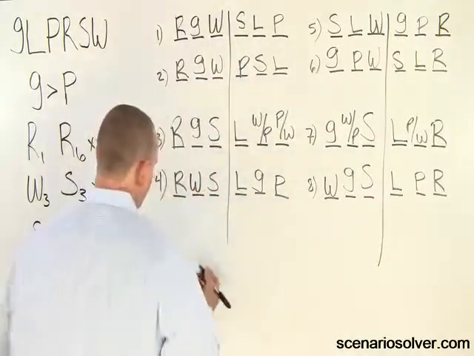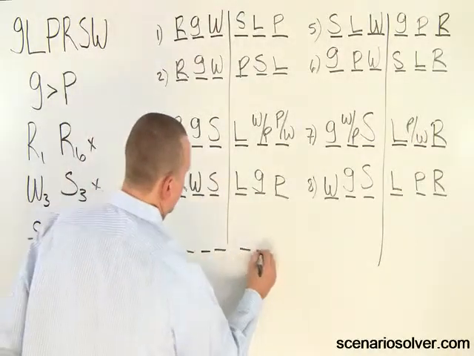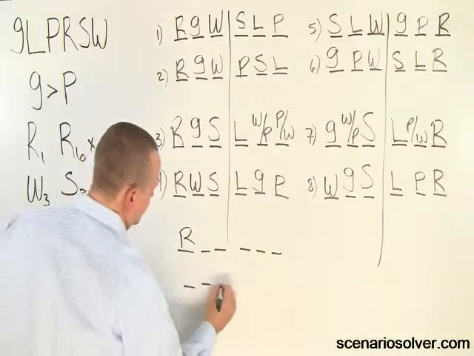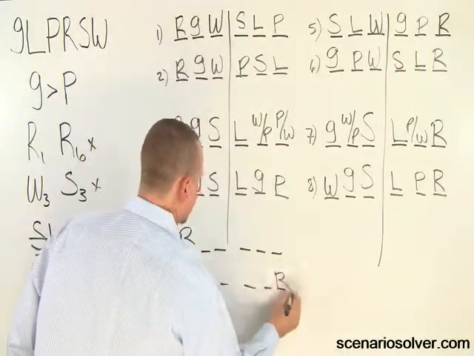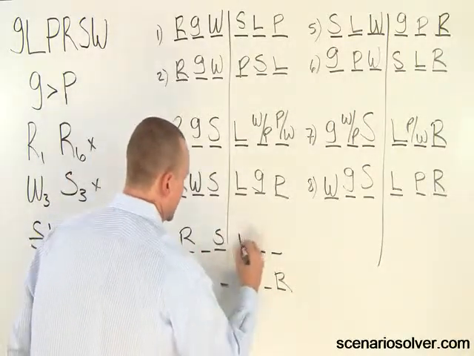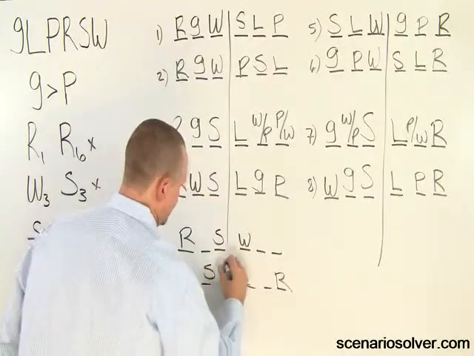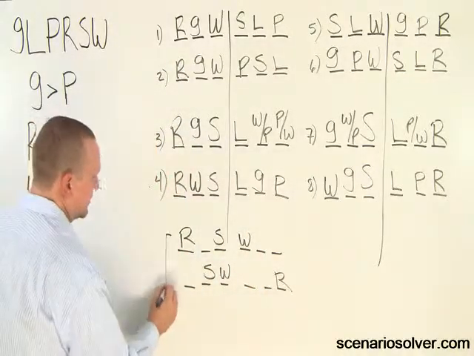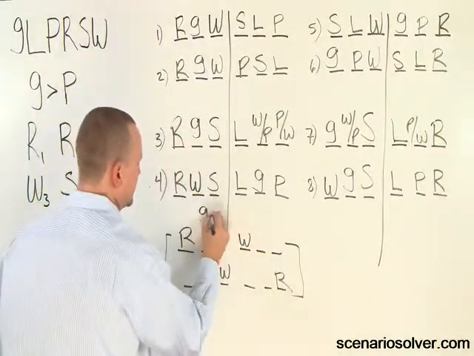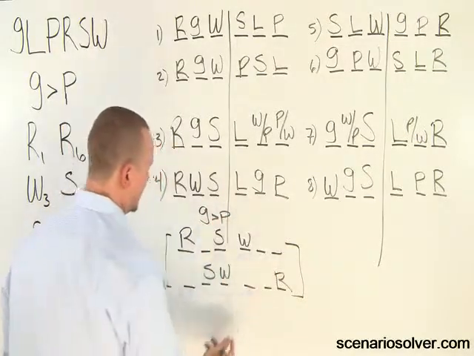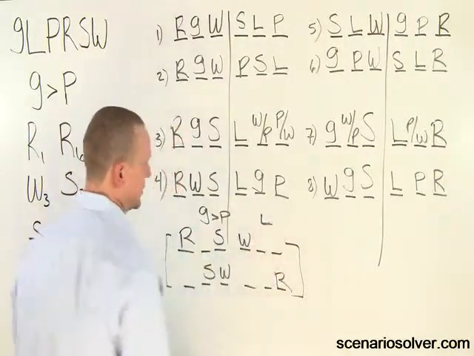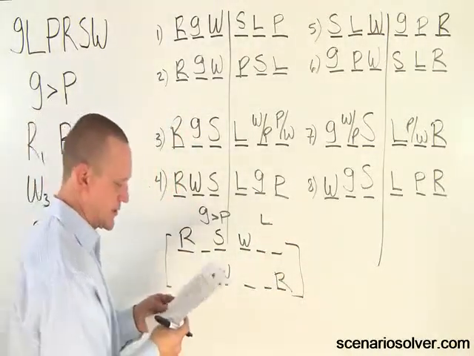So what we need to do is just come down here, take a look at what can happen. We know that R could be in 1 or R could be in 6. And now what we're saying is we have S and W need to be next to each other, so this is where we're at. We just need to know that G is before P, and then we have an L that's left over that can really go anywhere. So let's just go through the answers and see if we come up with anything.